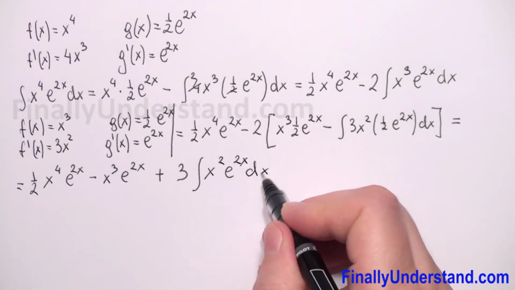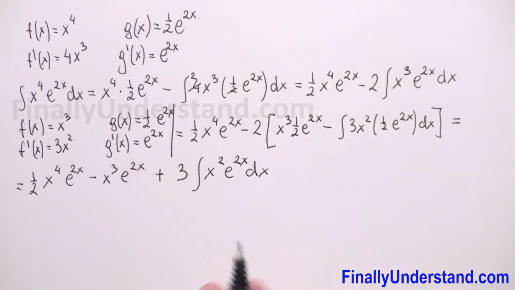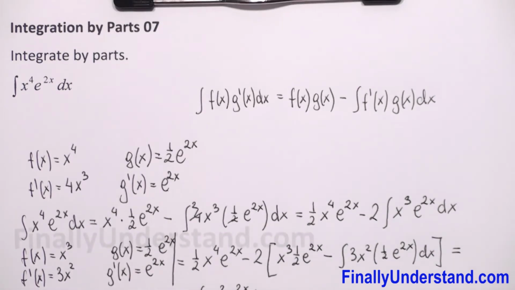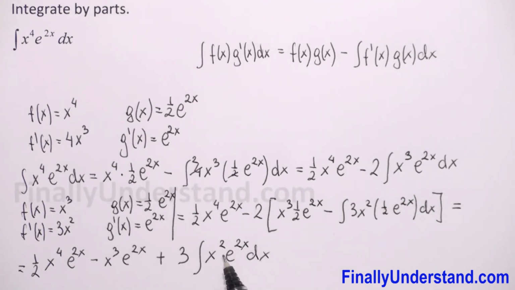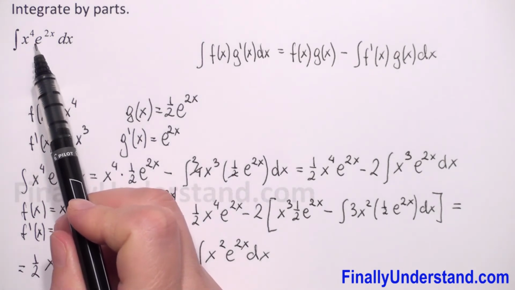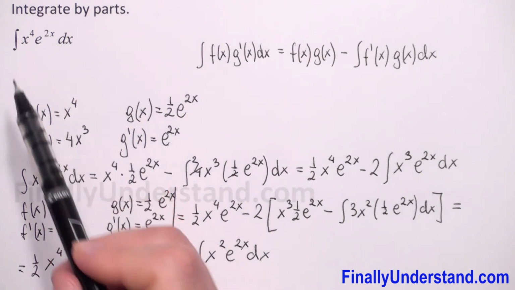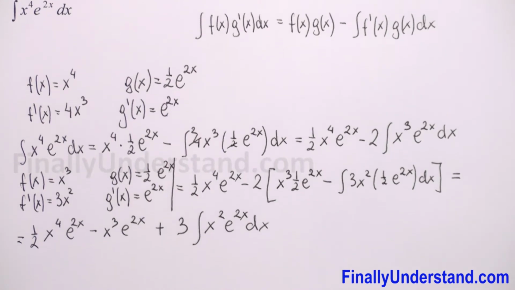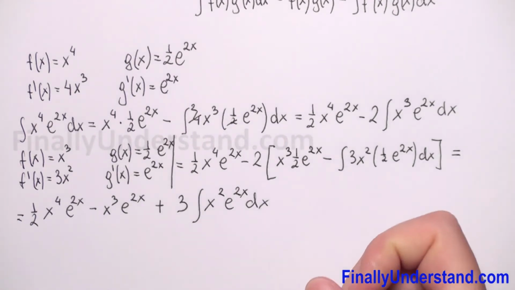with respect to x. We see our integral becomes simpler. We have now x squared e to the power 2x. At the beginning we have x to the 4th power. So again we will use the integration by parts formula.